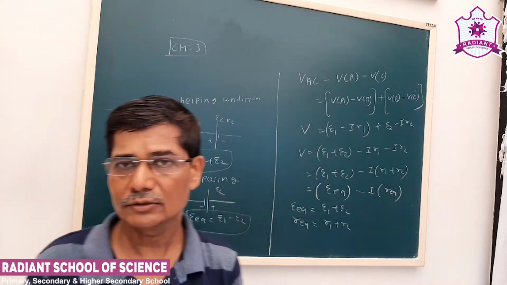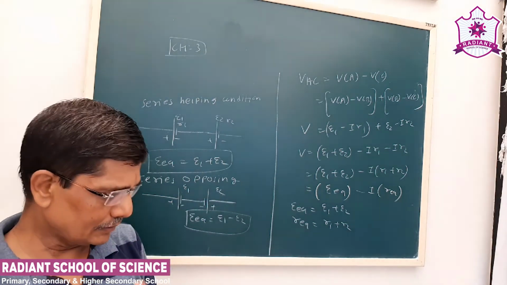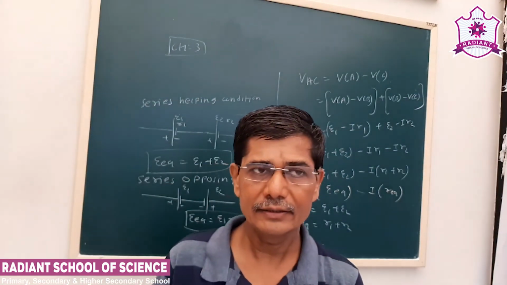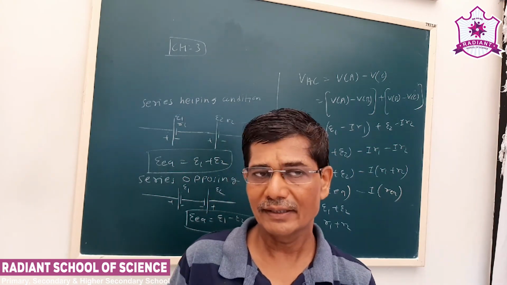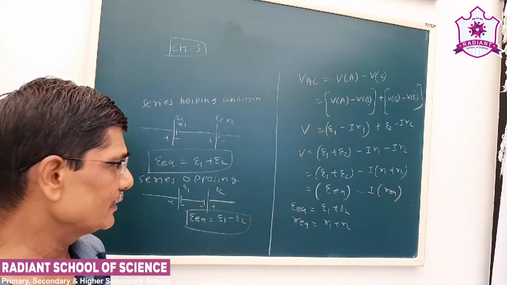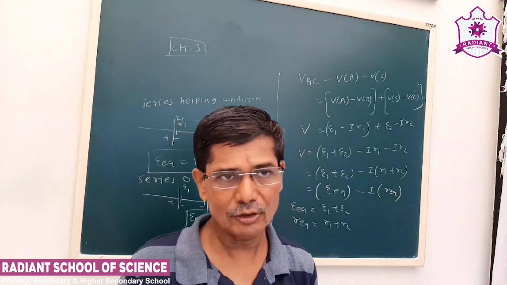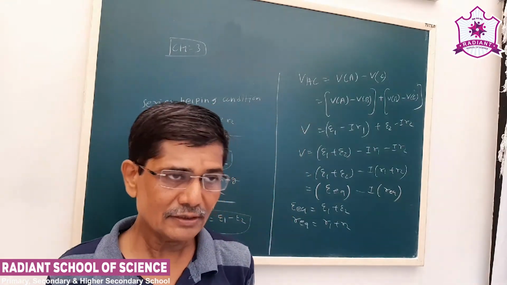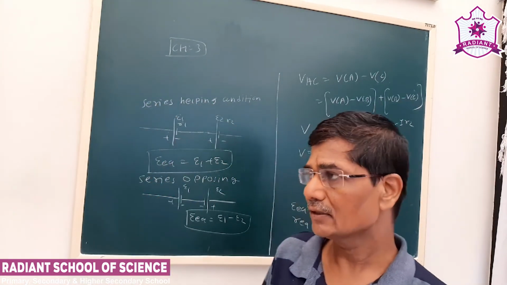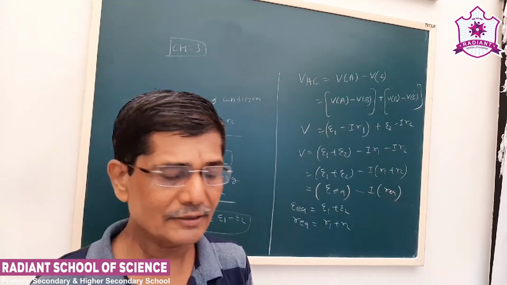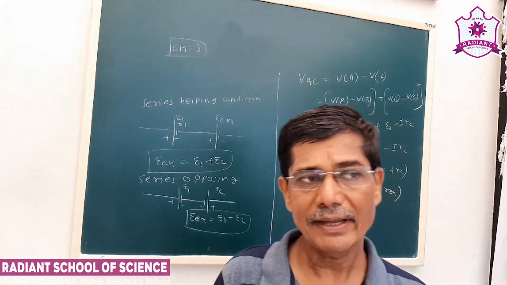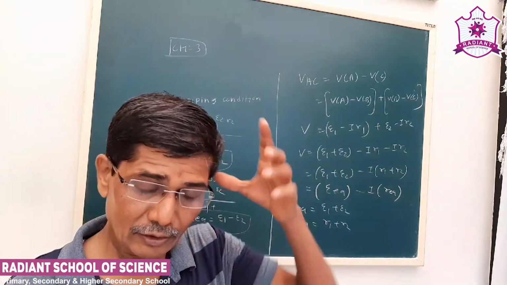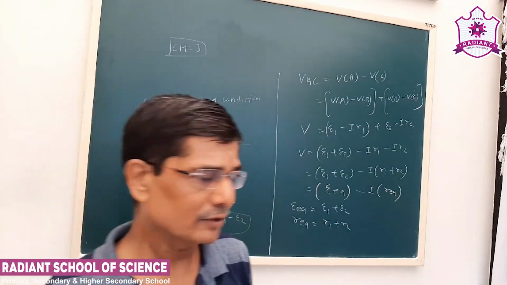See what we saw today: the EMF and internal resistance of the cell and the terminal voltage. We also derived the relation between them. Then we saw the series connection of resistances. In the series connection of resistances, the equivalent resistance is larger than the largest. Then we saw the parallel connection of resistors. In parallel connection of resistors, the equivalent resistance is smaller than the smallest value.